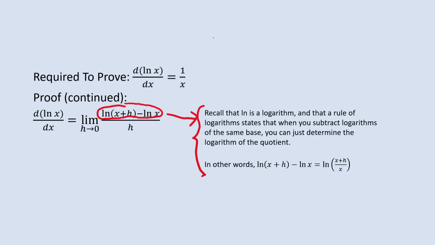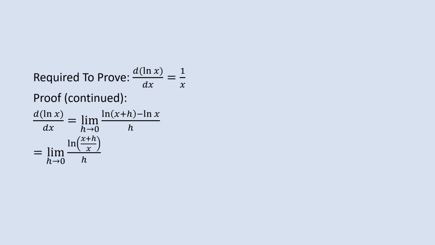recall our rules of logarithms. When you are determining the ln of x plus h and subtracting that by the ln of x, because ln is a logarithm, we can simply say that that's equal to the ln of x plus h over x. So we're going to change our numerator to reflect that. Okay, and that's what we get in this next line.